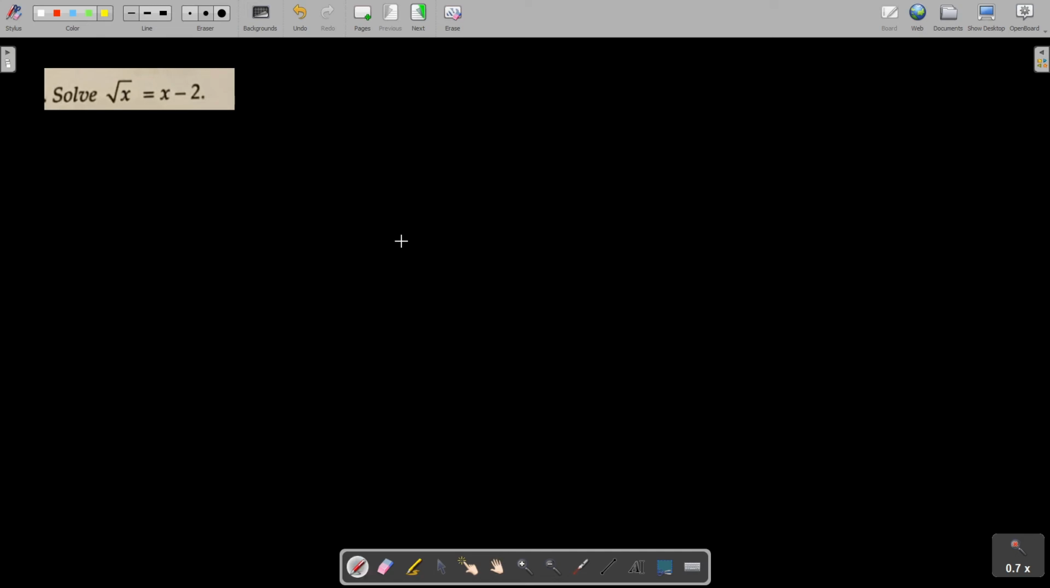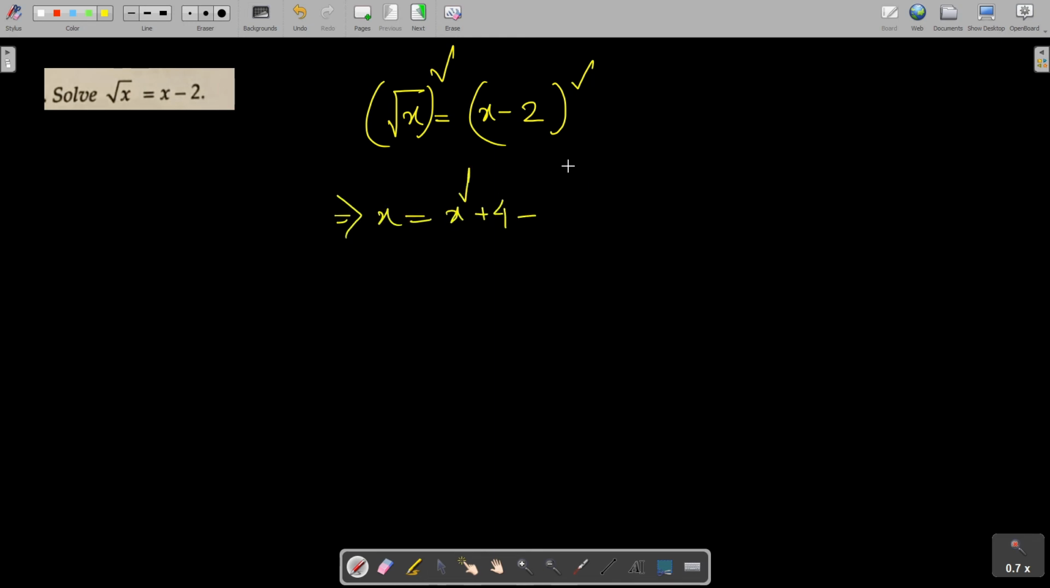Another root equation we have: root x equals x minus 2. It's pretty simple. What we are going to do is square both sides. So we'll put a square over here and a square over here. It will become x, (a minus b) whole square, so x square plus 4 minus 2ab, so minus 4x. If I bring the x to that side, it will become x square minus 5x plus 4 equals 0, right?